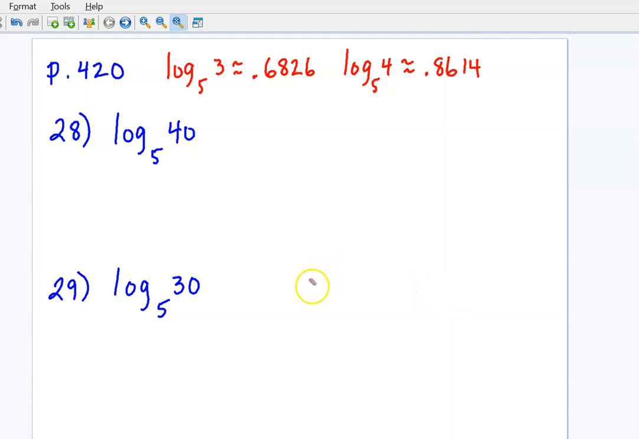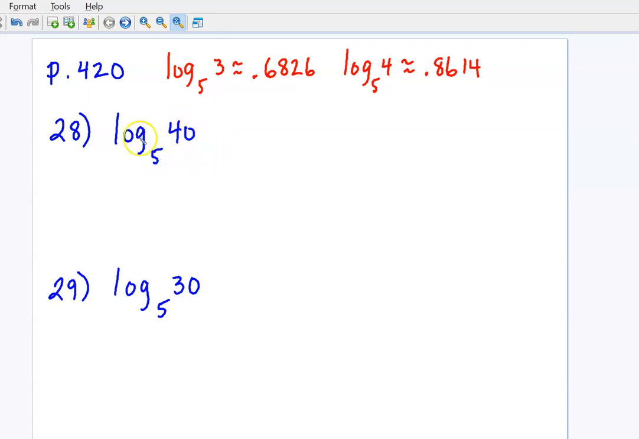Okay, so I wanted to provide you with a little bit of homework help on some problems in Lesson 6.6. So I've selected a few problems. So here's numbers 28 and 29. Taking these given decimal equivalents, log base 5 of 3, log base 5 of 4, let's see if we can come up with a product or a quotient.